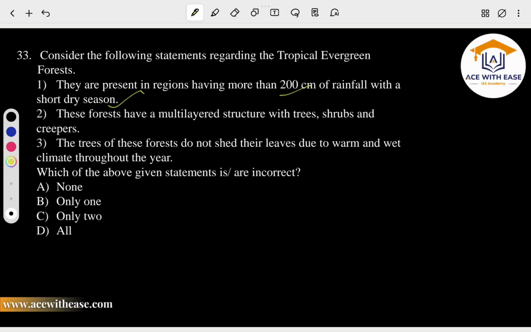Second statement, these forests have a multi-layered structure with trees, shrubs and creepers. Yes, we have a 3-tier system. Third, the trees of these forests do not shed their leaves due to the warm and wet climate throughout the year. Here we don't find a single shedding season; the shedding happens, but different types of plants have different sheddings. Which of the following is an incorrect statement? None of the statements are incorrect; all are correct.